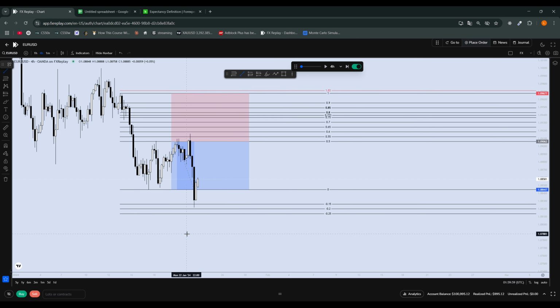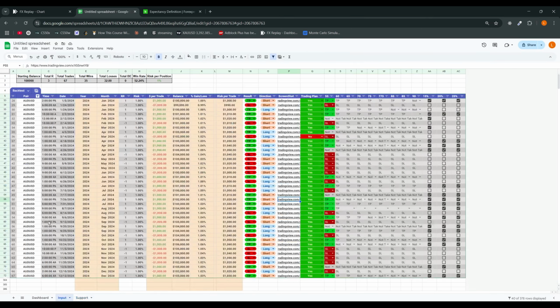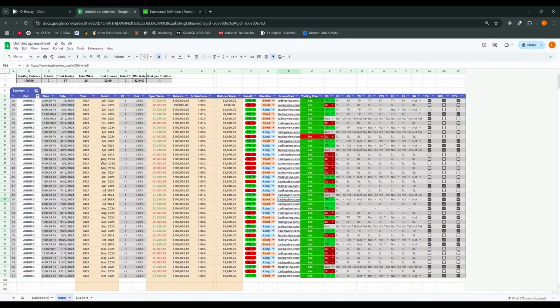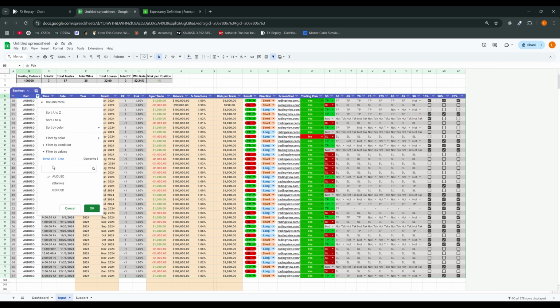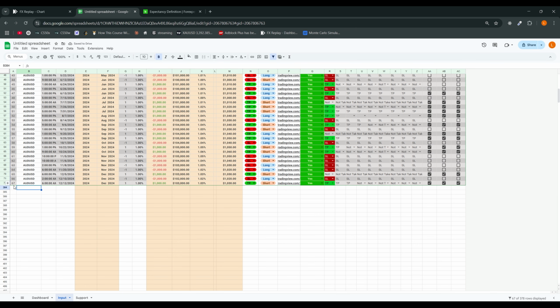So I will mark the 25 percentile. Let's see if we get a take profit. I will take a screenshot of this. We entered on the 6 a.m. 18 of January. Okay, let's keep on going.